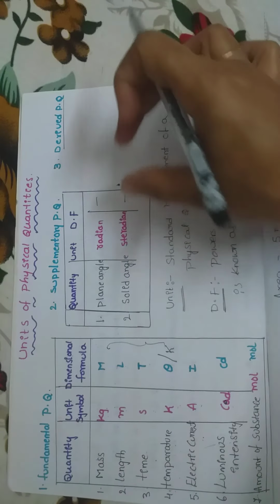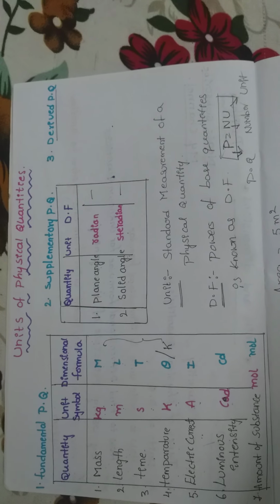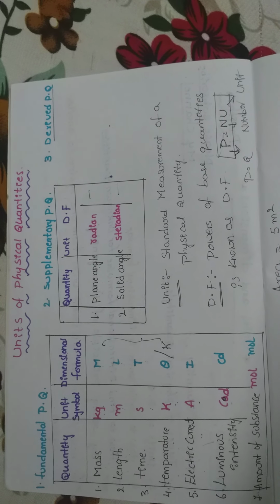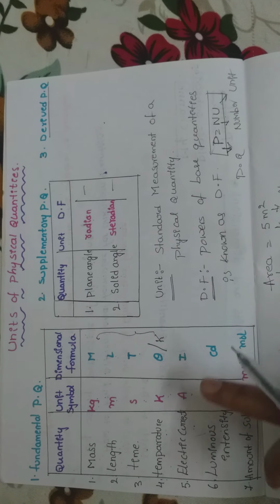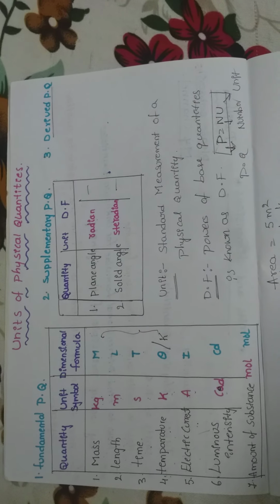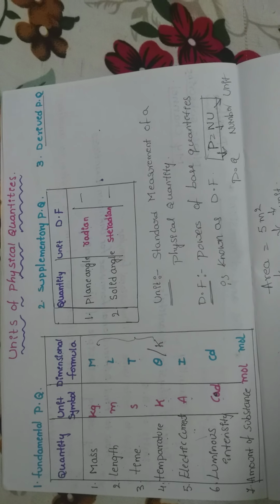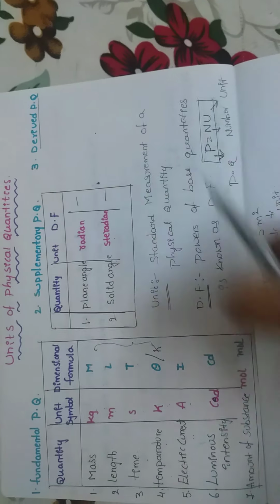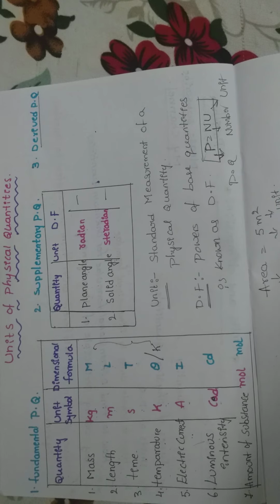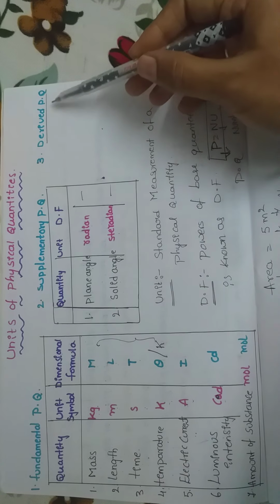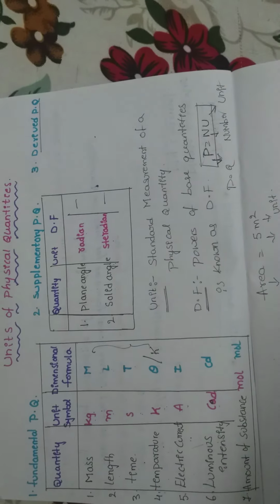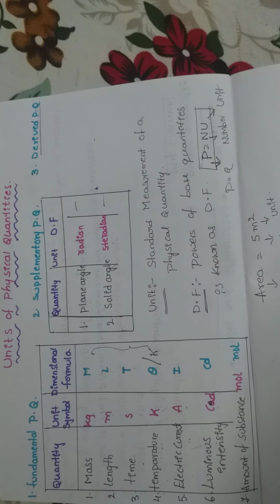Here I have left some space empty. Why? Can you tell how many derived physical quantities we have? No, it's impossible, there are so many. The rest of the fundamental and supplementary quantities, whatever quantities we have in our physics, all come under derived physical quantities only. Am I correct or not? Then how can we write the units and dimensional formulas for a derived physical quantity?